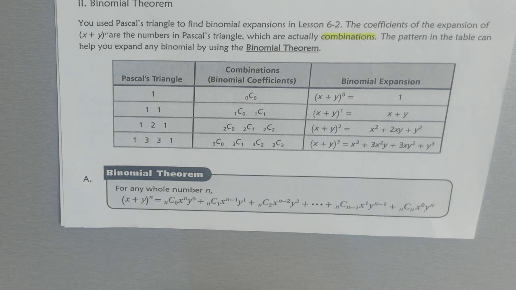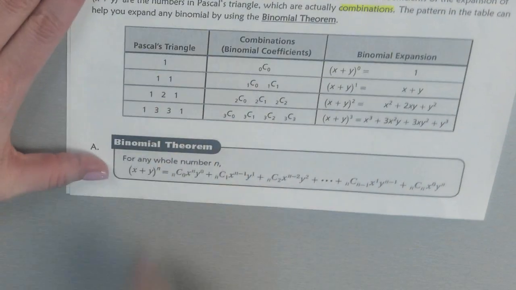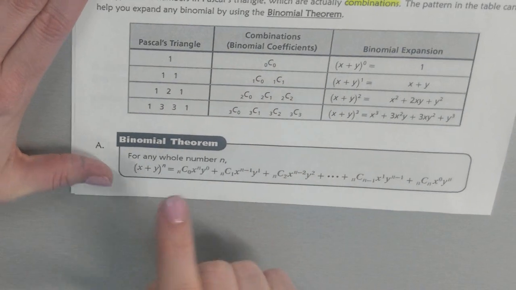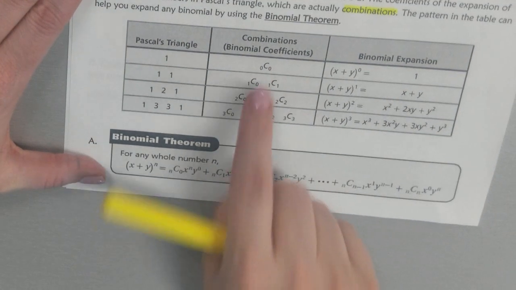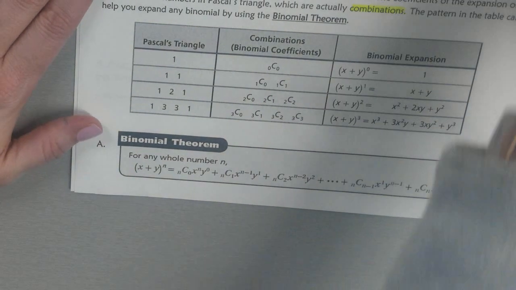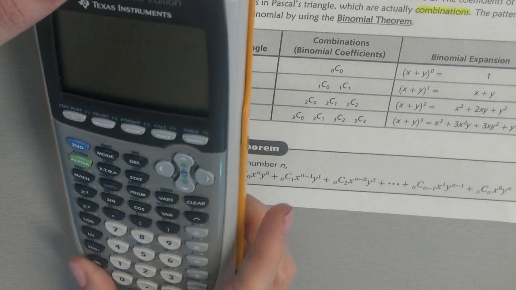Okay? Alright, so this is Pascal's triangle. This is showing you how these relate to the combinations. Do you guys remember how you can do the combinations on your graphing calculator, where you find them? Okay, so maybe we need a quick refresher.